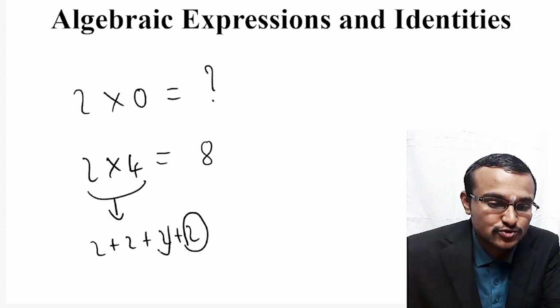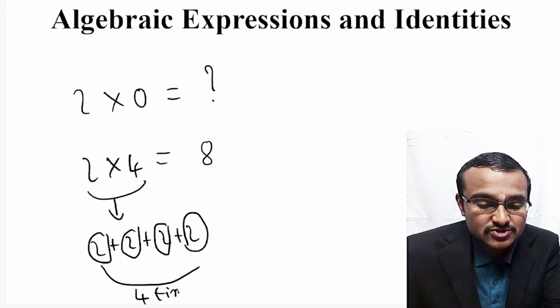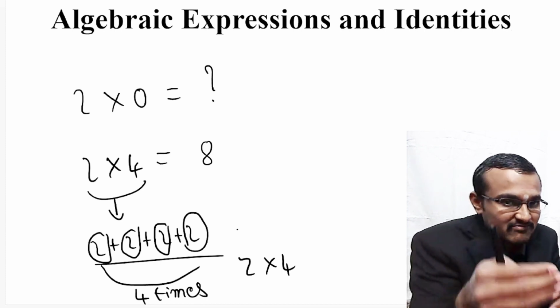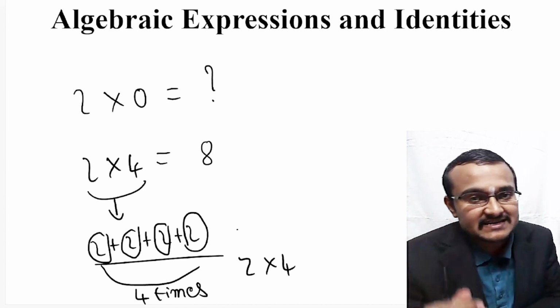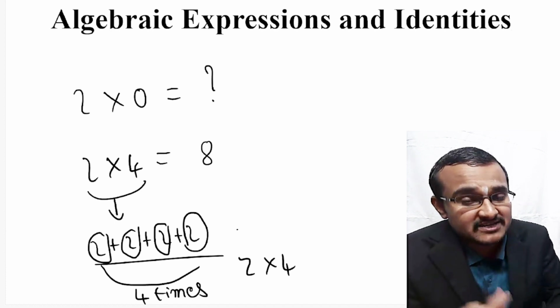That means you are adding 2 four times. So that's why you are taking 2 into 4. Instead of adding this, you are simply multiplying 2 with 4 and getting the answer. So that's why multiplication is one kind of application of addition.